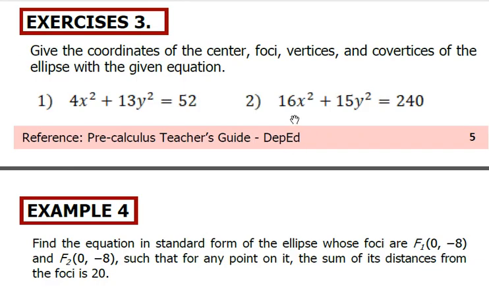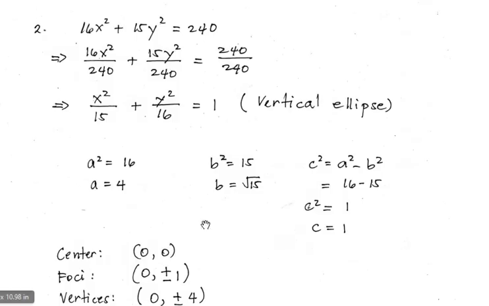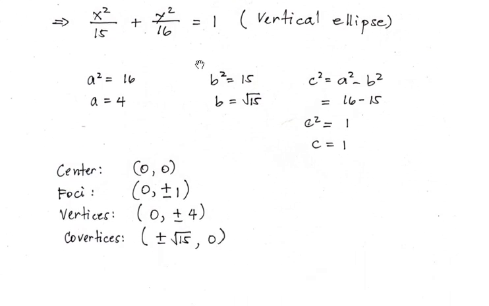The equation is 16x squared plus 15y squared equals 240. Now transforming it in standard form, divide both sides by 240. Then we end up with x squared over 15 plus y squared over 16 equals 1. And this is a vertical ellipse. Why? Between 15 and 16, 16 is greater and 16 is on the y part.